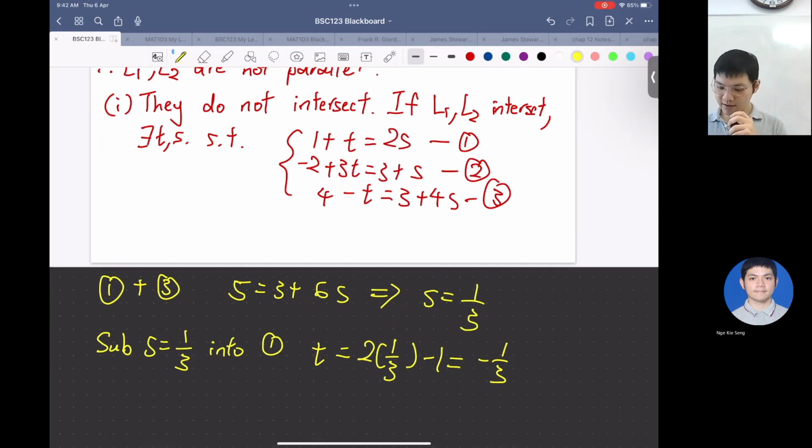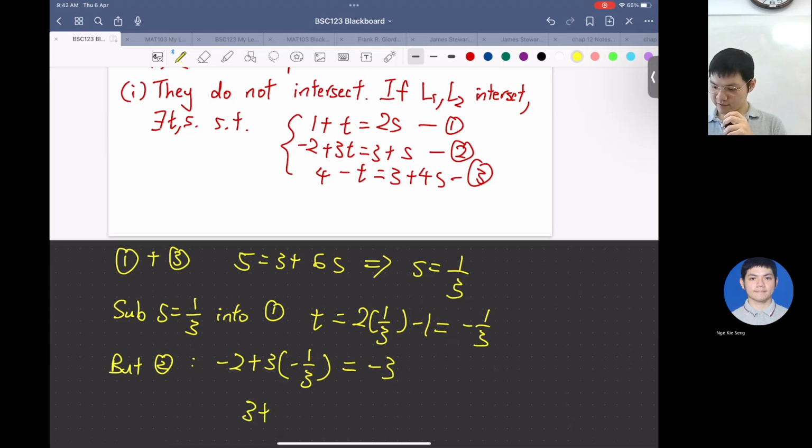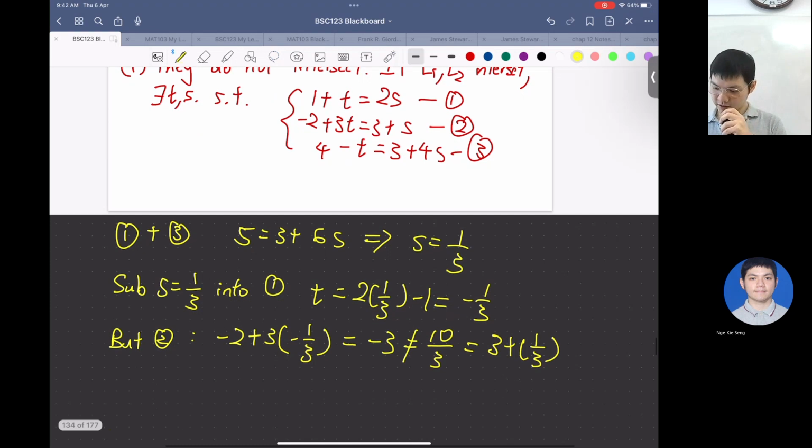Okay, but we haven't touched 2 yet, right? Let us input everything back to 2. Minus 2 plus 3t is what? Negative 3. How about 3 plus s? It is 10 over 3. So they are not equal. Yeah, so contradiction. So this means that L1, L2 do not intersect.